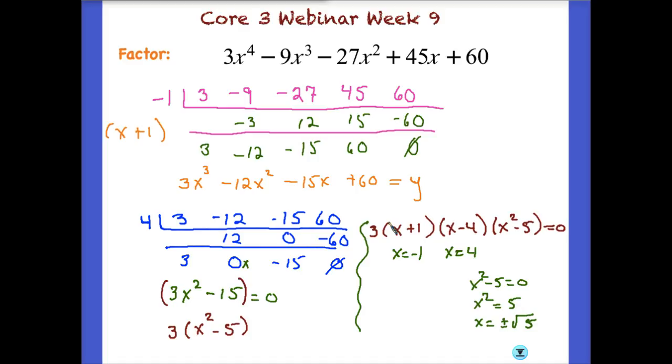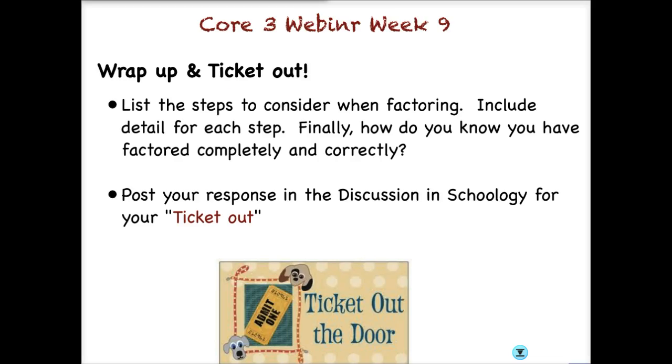Okay, good, Unique, very good. Awesome. I'm glad. Good job, you guys. Okay. Well then, for your ticket out, and we pretty much answered this, will be really easy for you guys. All I want you to do is list the steps to consider when factoring. There's only a few. Include a little bit of detail for each step, like, what does that mean? And then, how do you know you have factored completely and correctly? Think about that one. Everybody's going to answer that a little bit differently maybe. And that's in your discussion already in Schoology, so if you go in there, that question will be there.